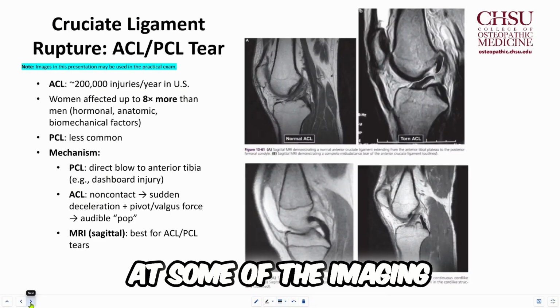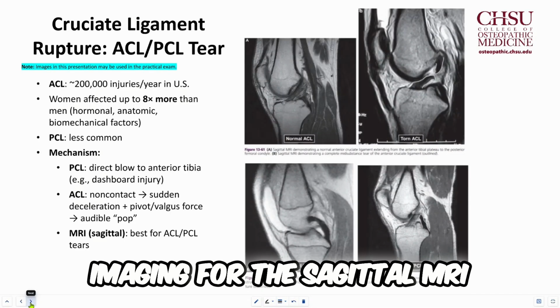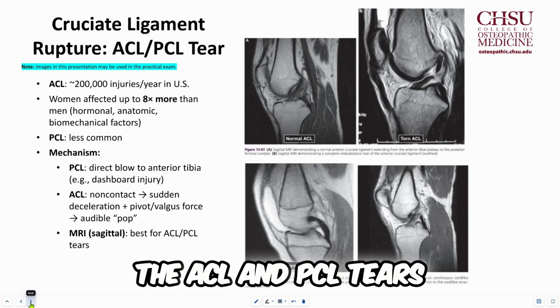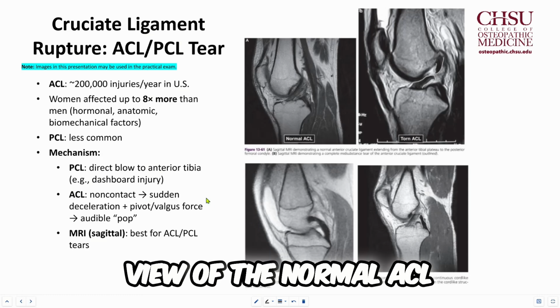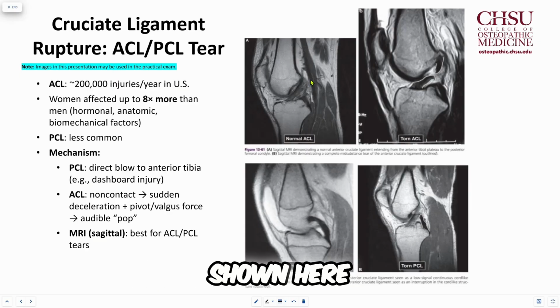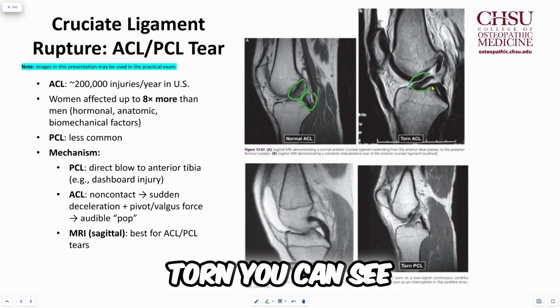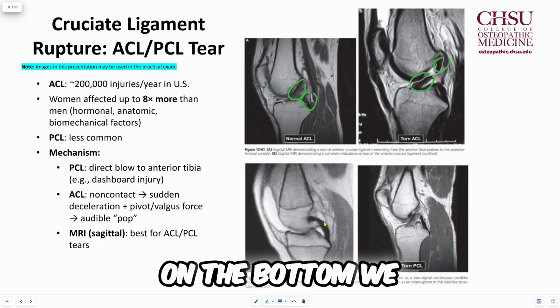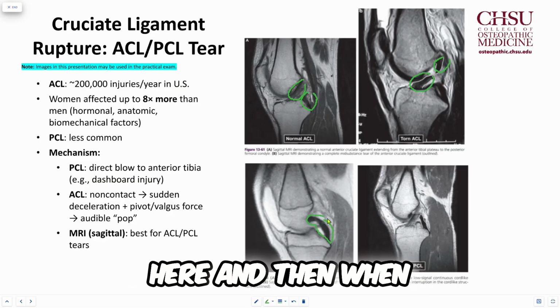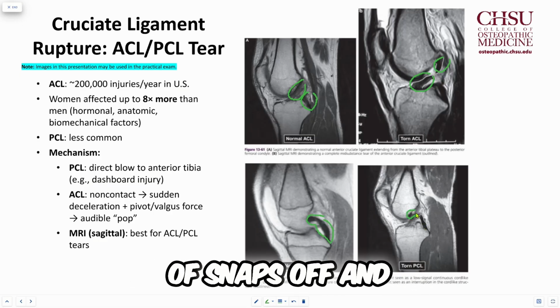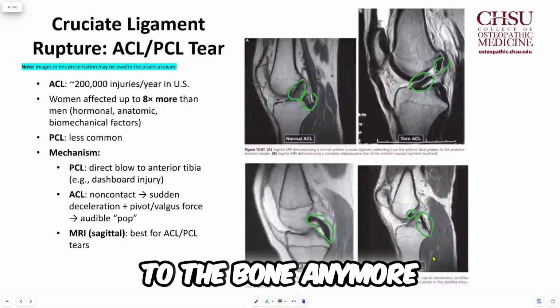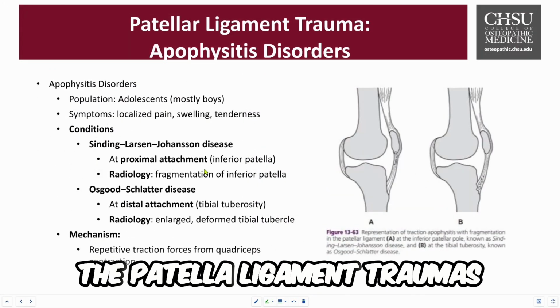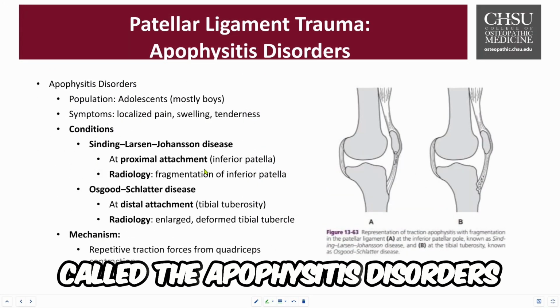Over here, let's take a look at some of the imaging. Sagittal MRI is the best for viewing the ACL and PCL tears. So on the right, you can see a view of a normal ACL. Shown here, you have the ACL and PCL. And then when it's torn, you can see that the ACL gets split and the white regions show up a little bit more. On the bottom, we have a normal PCL, the black region right here. And then when it gets split, you can see it kind of snaps off and it's not connected directly to the bone anymore.